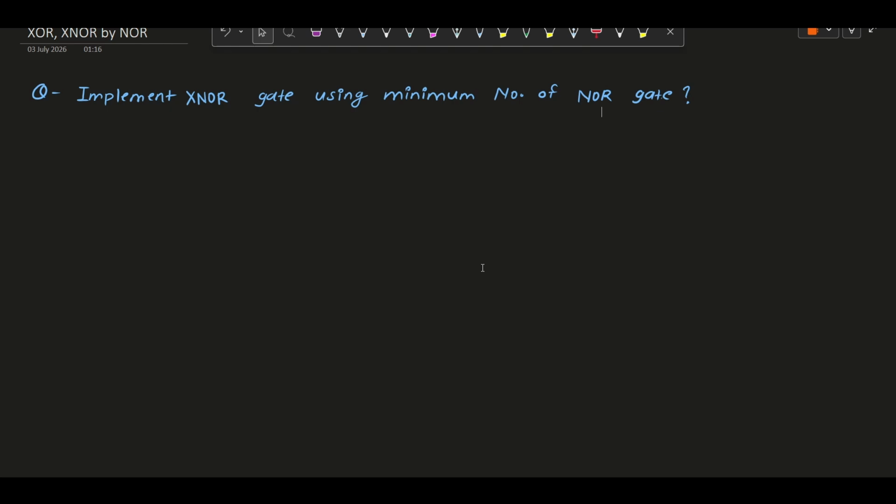Hello everyone. In this video, we will learn how to implement XOR gate and XNOR gate using minimum number of NOR gates. So this is a favorite topic from an interview point of view. So we will see one by one. Let's start with implementation of XNOR gate using minimum number of NOR gates.